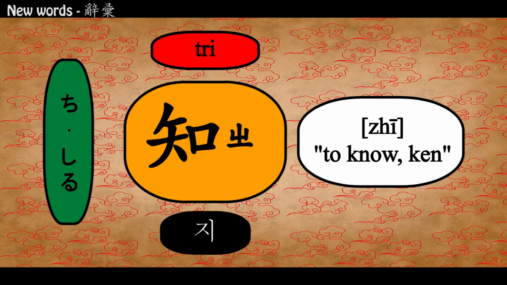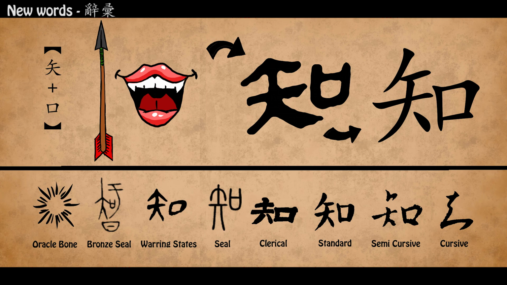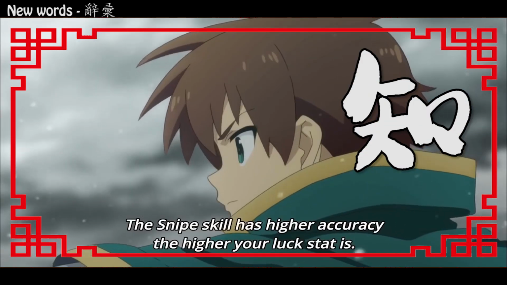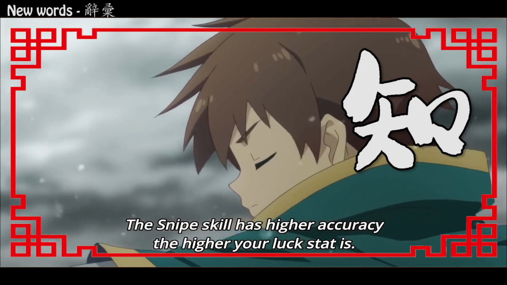Zhi, to know. From shi, arrow, giving the reading, and kou, mouth. When one knows what one is talking about, one's words are as swift and straight as an arrow.